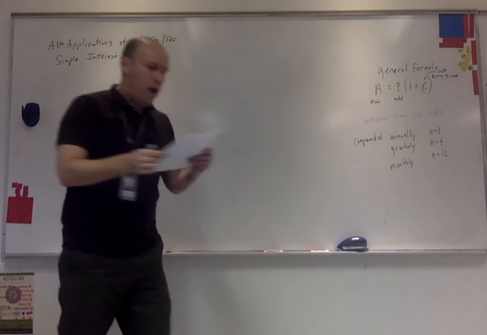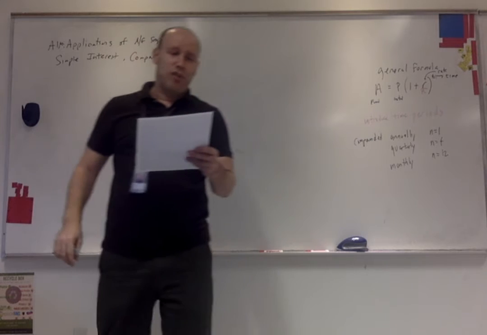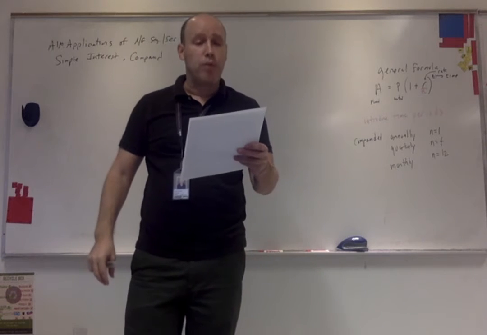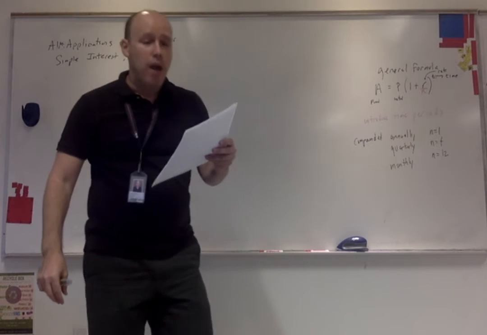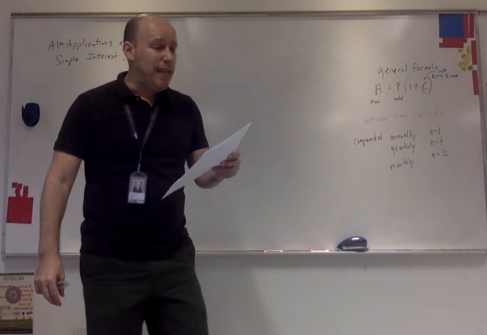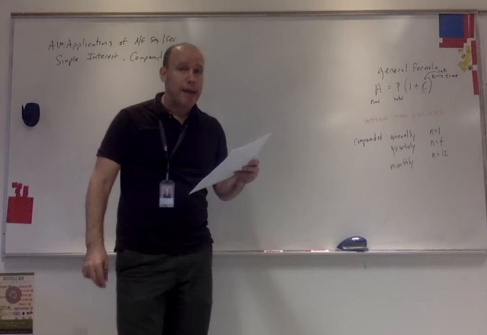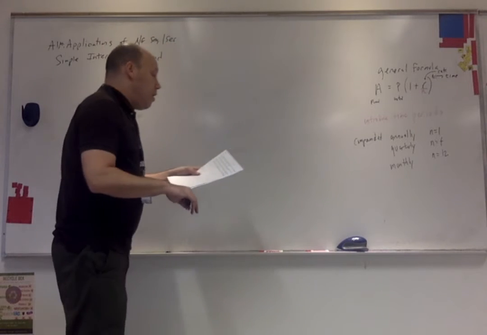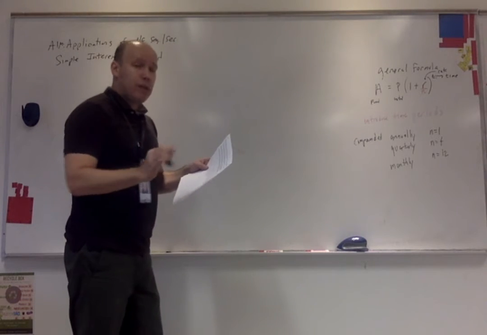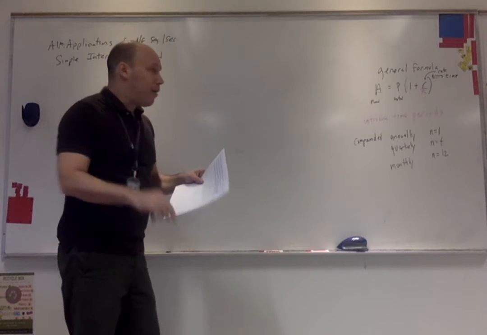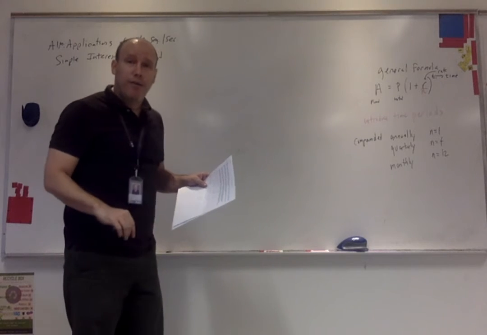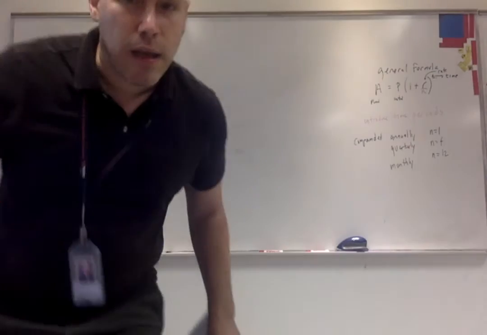Question number 2. Habib put $5,000 into a savings account that pays 4% interest per annum, compounded monthly. How much will be in the account after 4 years if Habib does not deposit or withdraw any money? Fine. So, first of all, compounded monthly, you're using that formula out of the formula booklet.